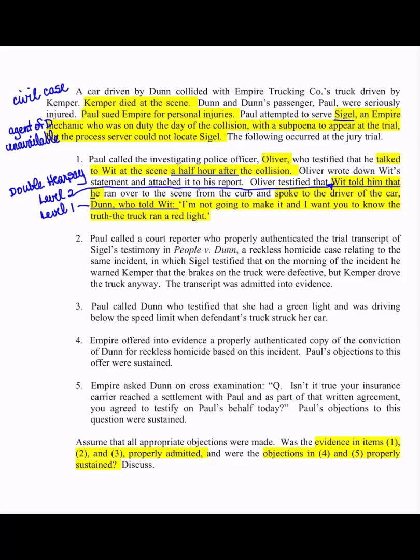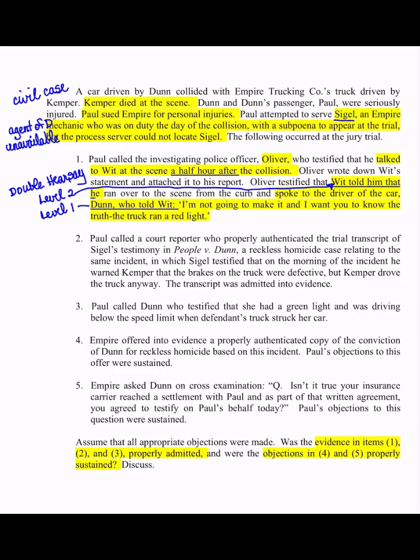And it would be good if you had noted double hearsay or totem pole hearsay or whatever it is your law professor called it. And then under that, subhead noted the levels of hearsay. Now, if you have time, for each level, you should try more than one exclusion or exception. Look for more than one. Look at level 1 here, Dunn told Witt.